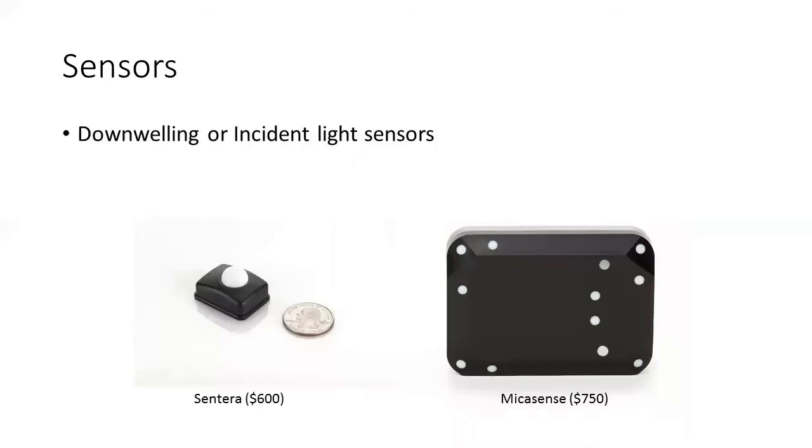Also, there are other kinds of sensors. These are called downwelling or incident light sensors. Essentially, if you're looking at taking images from one day to the next, you're going to have changes in cloud cover. One day might be sunny, one day might be cloudy, and that's going to affect the reflectance from the plant, so how much light is being reflected and how it's being reflected. So having these light sensors also helps to correct for any differences in cloud cover or in light. And so they can be kind of useful depending upon the situation.